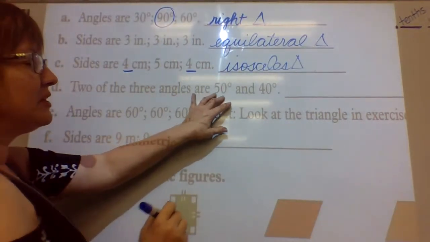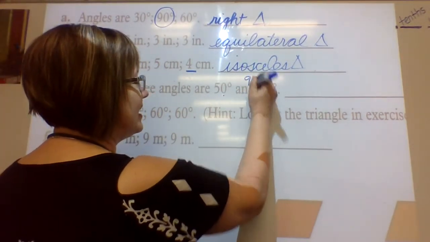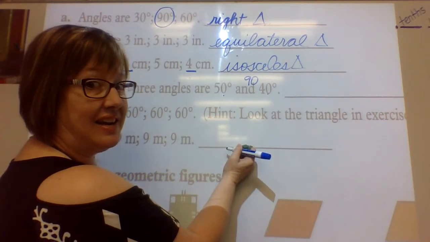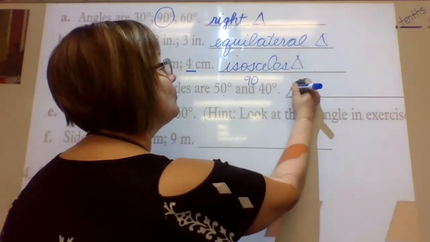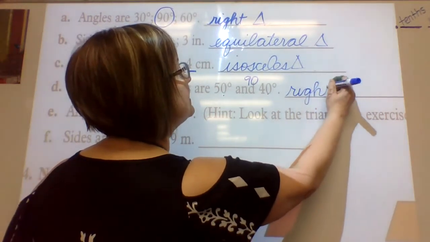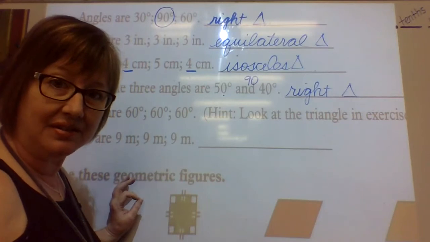Two of the three angles are 50 and 40. So 50 plus 40 makes 90. How much more do you need to make 180? Another 90, and a 90 degree angle is a right angle, so that makes this a right triangle because it has to have a 90 degree angle.